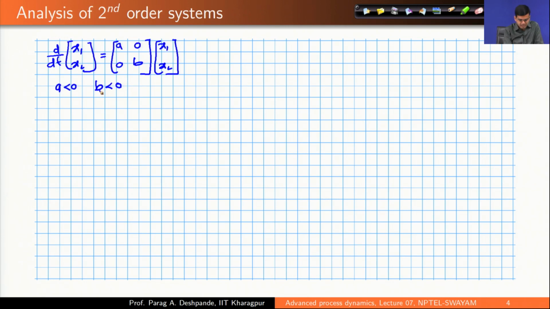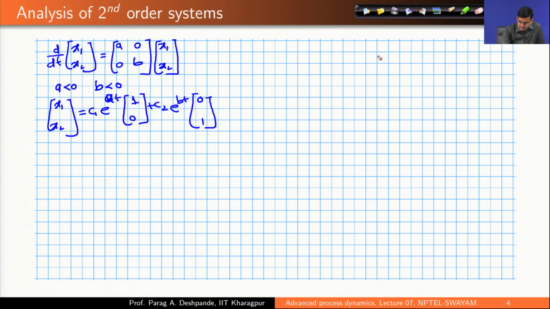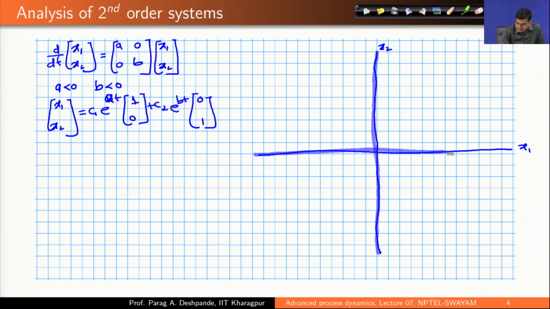What is going to happen? Well, you will have the solution (x1, x2) equal to c1 e to the power a t (1, 0) plus c2 e to the power b t (0, 1). So, like the previous case, what you would find is that the axes x1 and x2 in fact are the solutions. These axes are the solutions.